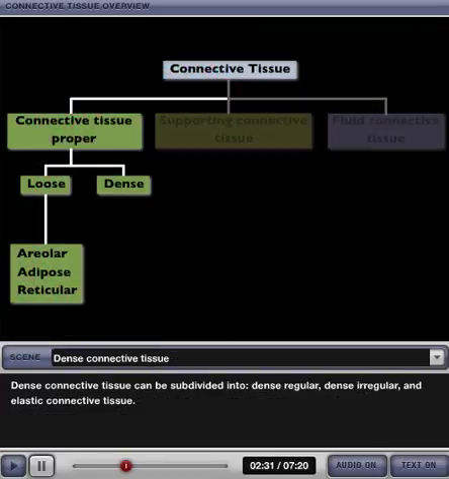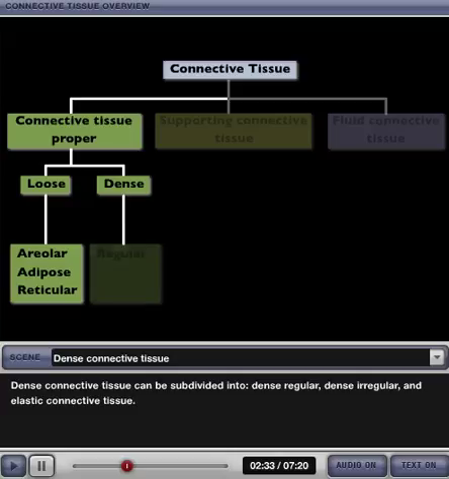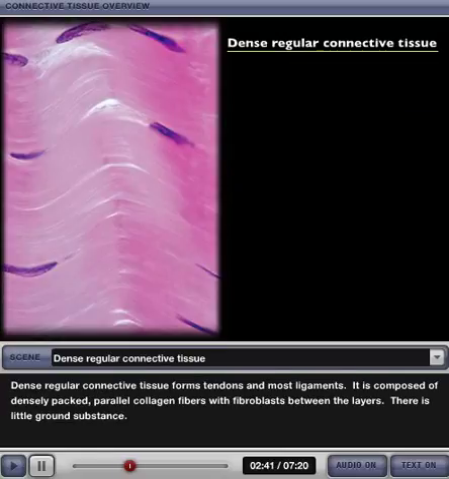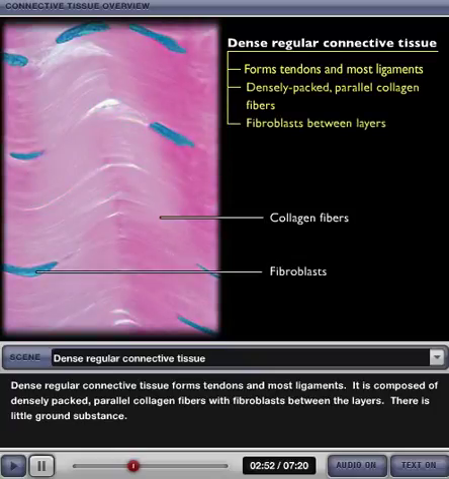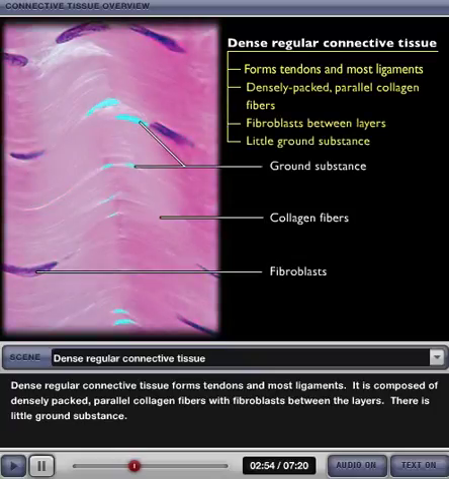Dense connective tissue can be subdivided into dense regular, dense irregular, and elastic connective tissue. Dense regular connective tissue forms tendons and most ligaments. It is composed of densely packed parallel collagen fibers with fibroblasts between the layers. There is little ground substance.